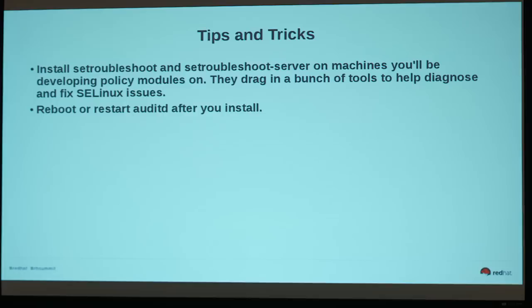Now, here's where we get into some of the tips and tricks. When you are going to be developing SELinux policy modules, or just trying to figure out what it's doing and make sure that you replicate that into your production environment, install the setroubleshoot and setroubleshoot-server RPMs. They're going to drag in a whole bunch of other files, but essentially that'll talk to auditd, and it will write your log files in human readable format. It's hugely helpful. So setroubleshoot and setroubleshoot-server. And then either reboot, if you're a Windows admin, or restart auditd. Restart auditd, and that'll start logging.